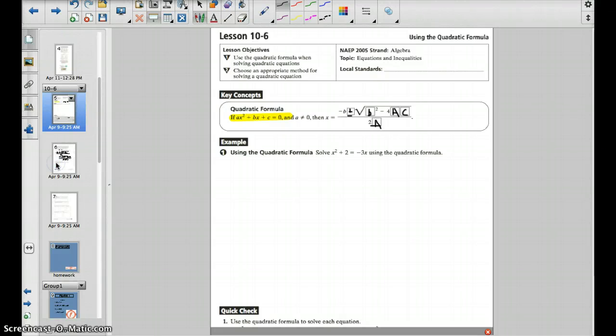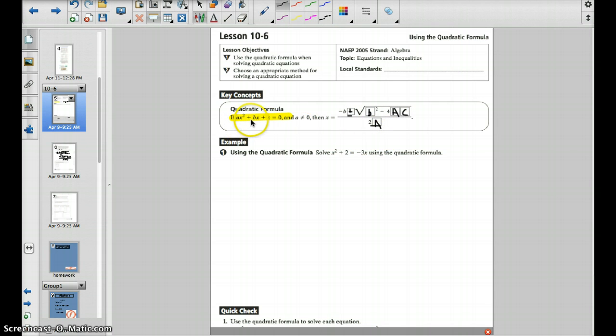Welcome to lesson 10.6, the quadratic formula. The quadratic formula is negative b plus or minus the square root of b squared minus 4ac all over 2a.